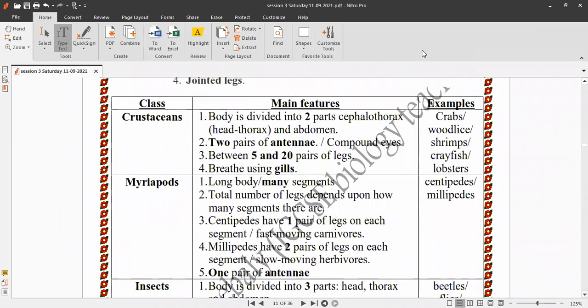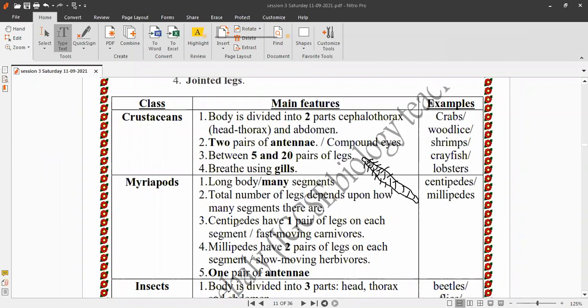Myriapods. Myriapods have many segments and a long body. It seems like a worm. Long body and many segments, and the total number of legs depends on how many segments there are.